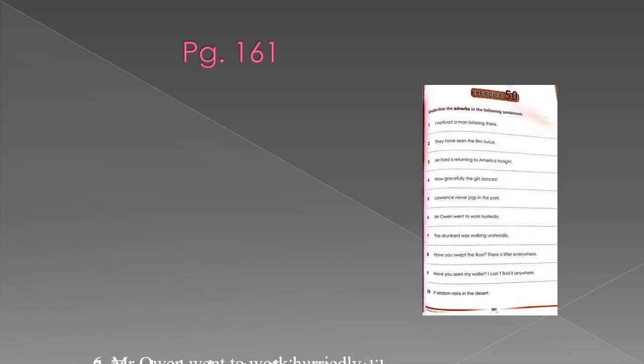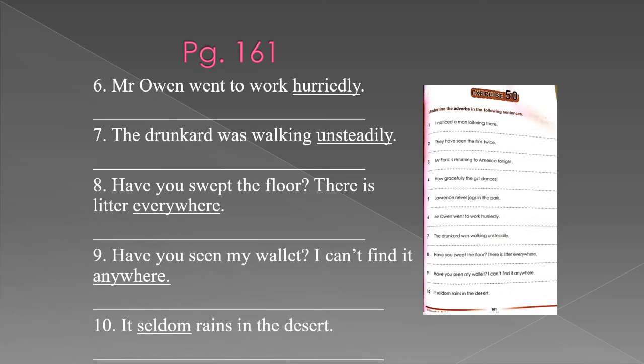Page number 161. Blank number 6. Mr. Owen went to work hurriedly. How did Mr. Owen go to work? He went to work hurriedly. यानी वो जल्दी जल्दी अपने काम पे गए. This is adverb of manner. Underline the word hurriedly.